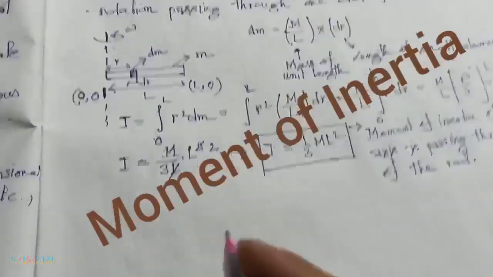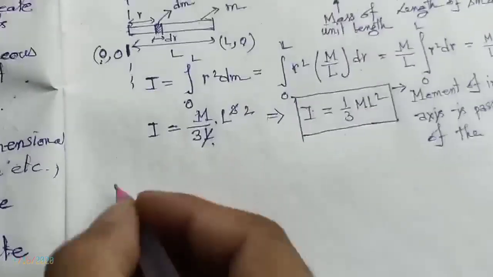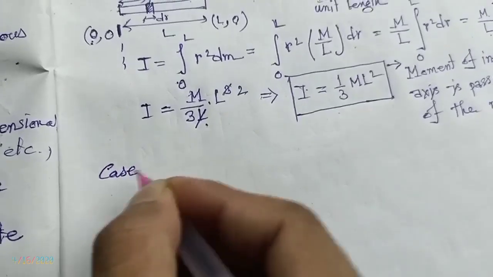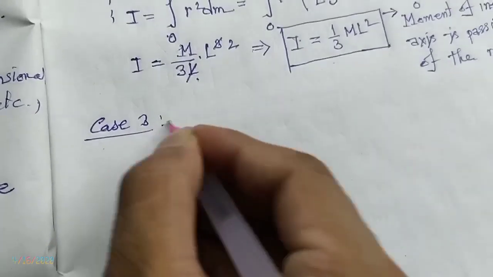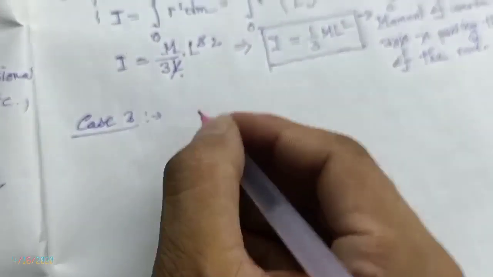The axis of the rotation is the axis of the rod. The third case is case 3. Case 3 will become the axis of rotation.